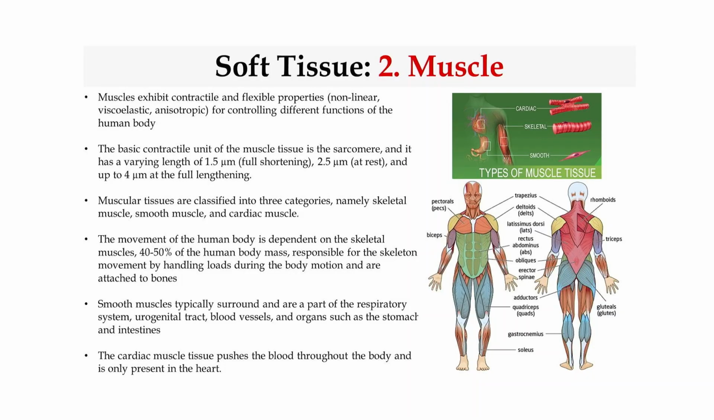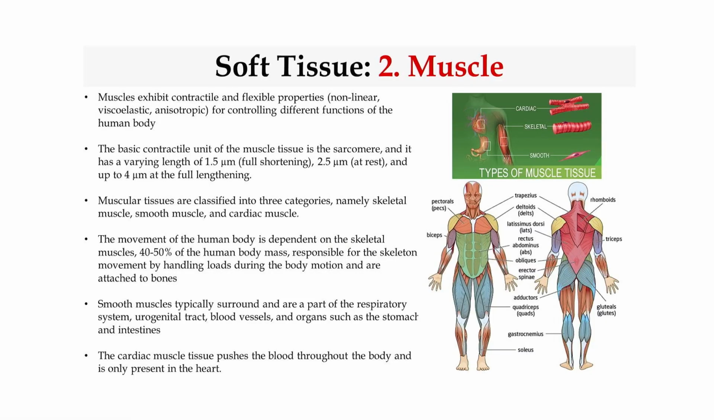So muscle tissues, first category is skeletal muscle, right? The movement of the human body is dependent on the skeletal muscles. These are the muscles which are transferring the loads to the skeleton, and that is causing all my gait and different movements, right? 40 to 50% of the human body mass is taken by the skeletal muscles. They're responsible for the skeletal movement of handling loads during the body motion and are attached to the bones. Good to know.